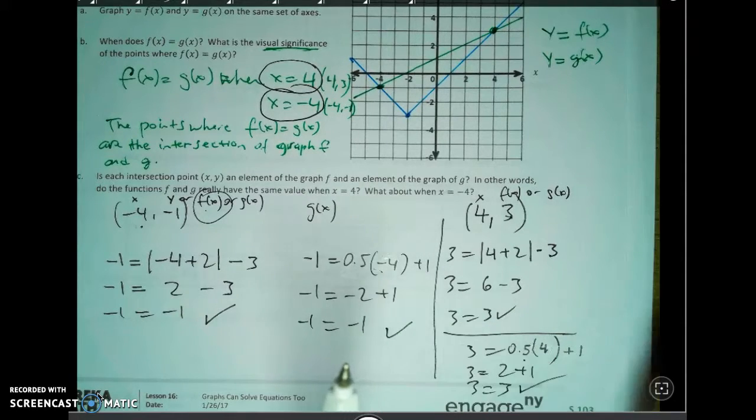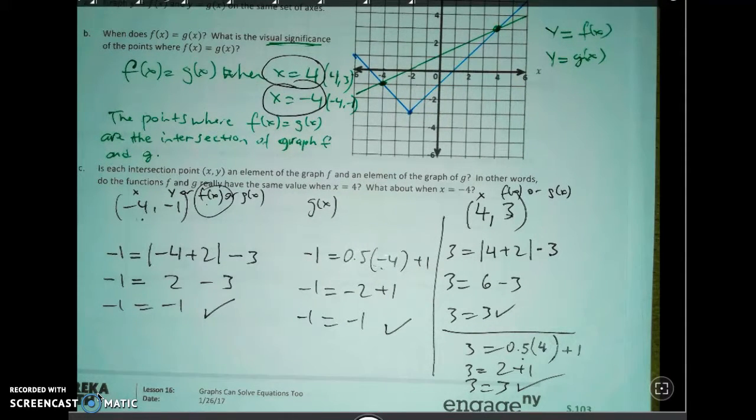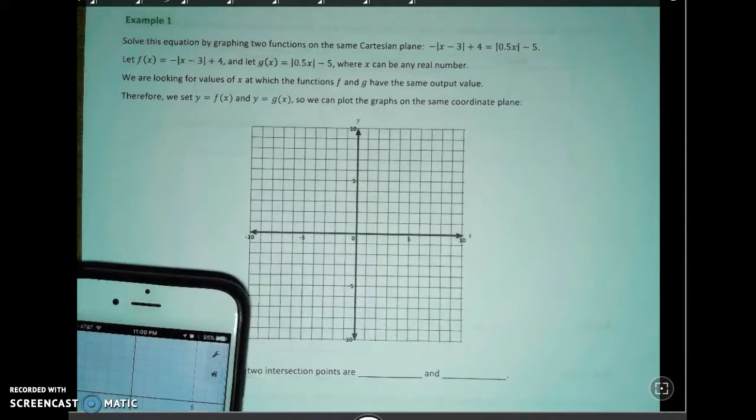I know checking to verify is a tedious process, but we don't have to do that every time. As long as we know how to graph it, we should be okay. All right, so let's look at example 1 on page 104. Solve this equation by graphing the two functions on the same Cartesian plane.